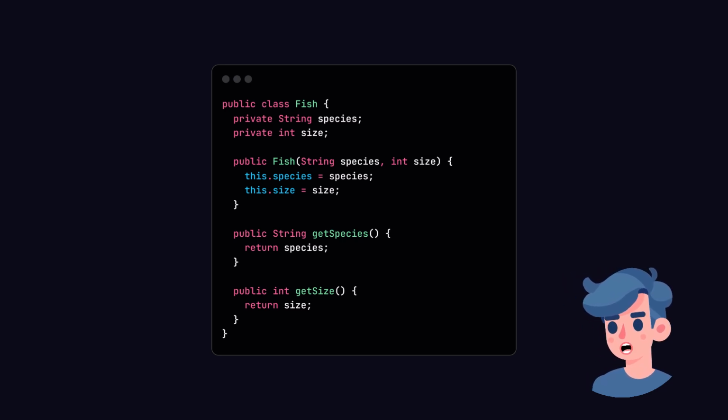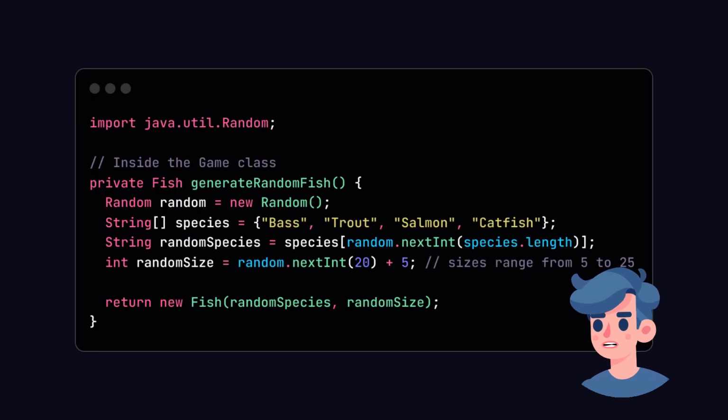Next, let's create a fish class to represent the fish that the player can catch. We now need to create fish objects that can be caught in the game. Let's add logic to generate random fish species and sizes when the game starts. We will also update the menu method to include this functionality.